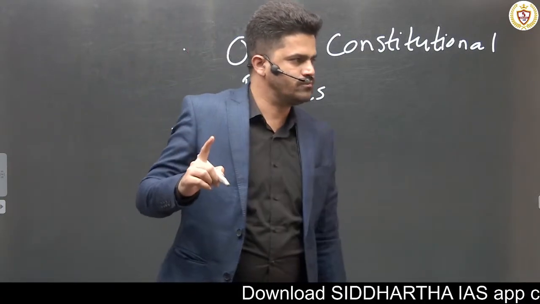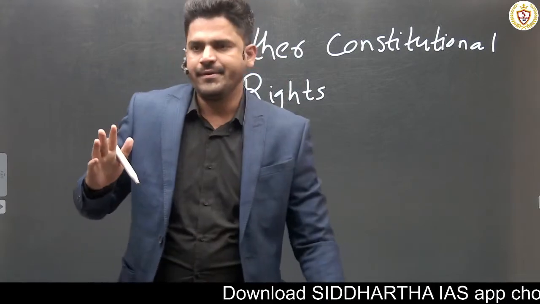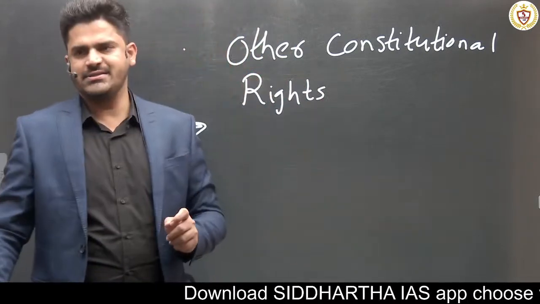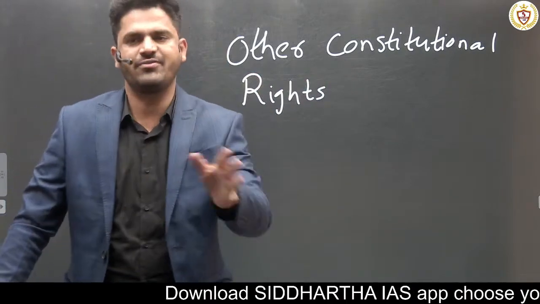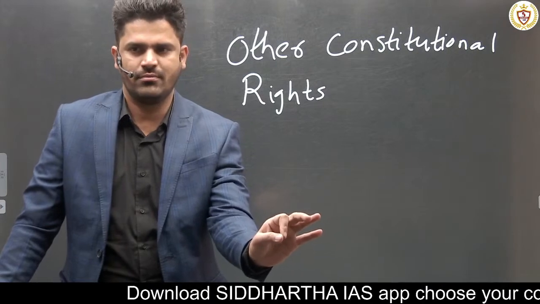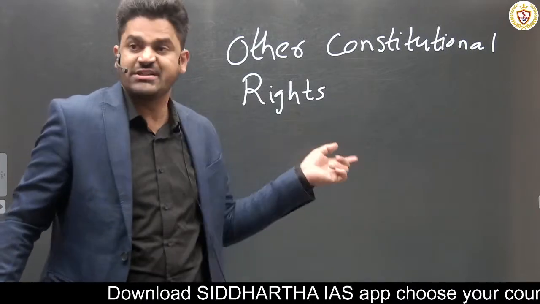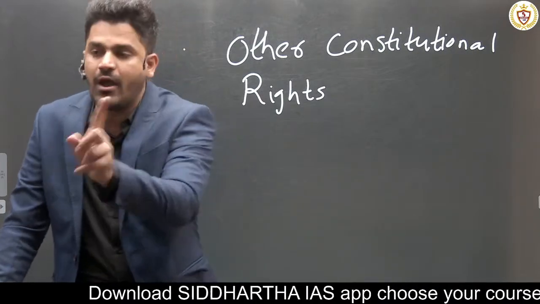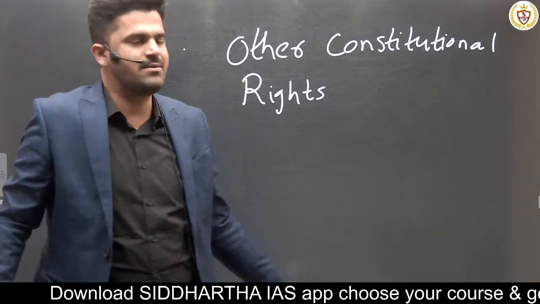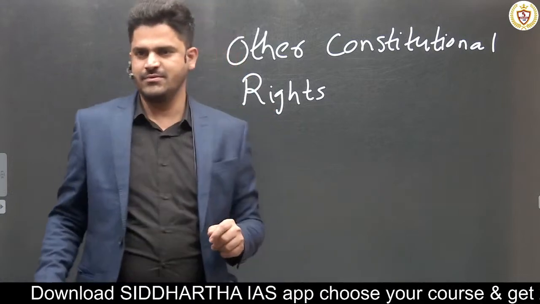What I told you: other constitutional rights are those rights which exist outside Part 3 of the Indian Constitution. They are mentioned in the Constitution. Right? That is why they are constitutional rights. But they exist outside Part 3 of the Indian Constitution. Now can you give me any example of other constitutional rights? Any example?